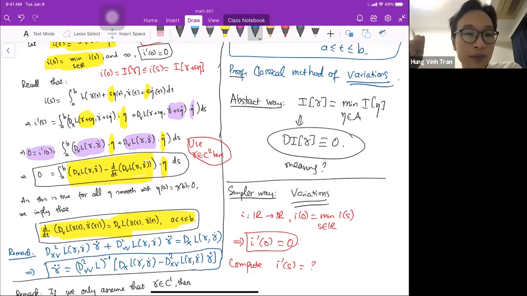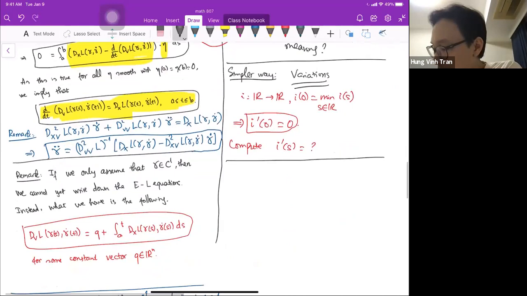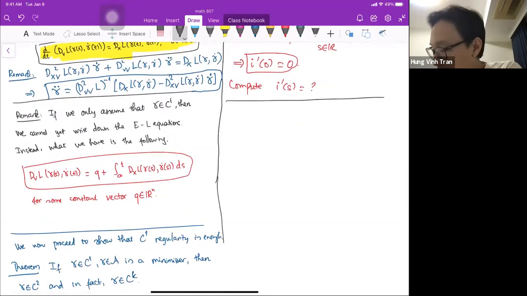So this is one of the reasons why we need to require that gamma is in C2 in this derivation. I said this last time, but let me remind you why it was important before we move on to the next step: the connection again between Euler-Lagrange equations and Hamiltonian ODE.